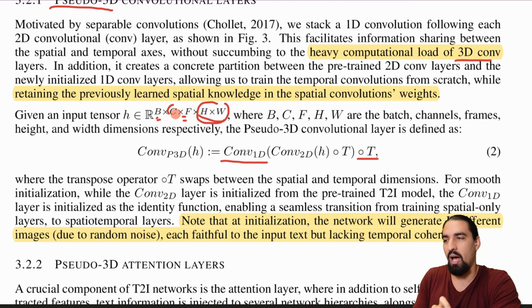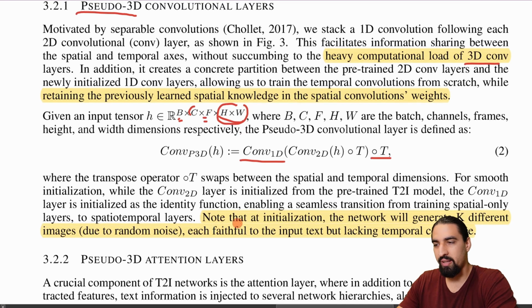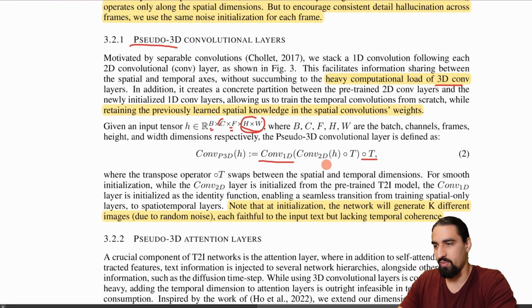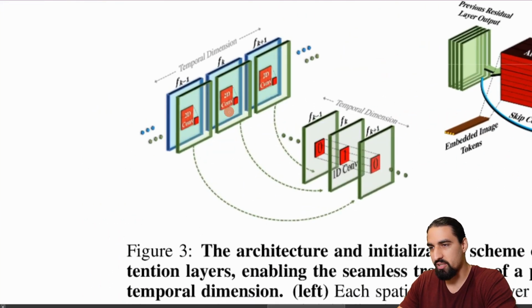this canonical shape here. Okay, and as I previously mentioned, note that at initialization the network will generate k different images due to random noise, each faithful to the input text but lacking any temporal coherence. So let me explain why that is. To understand that, we need to check out this image here. Okay, so here is how this is implemented.